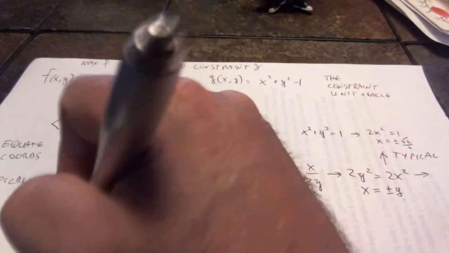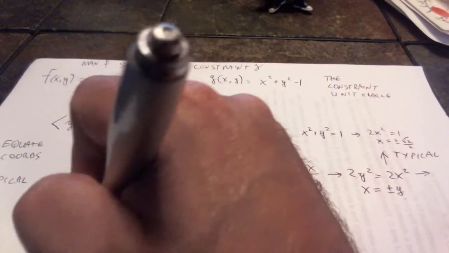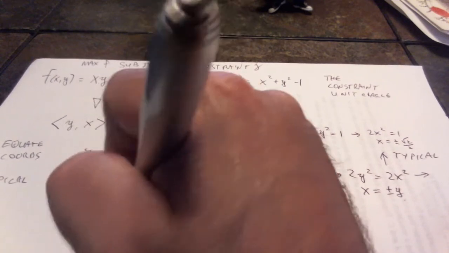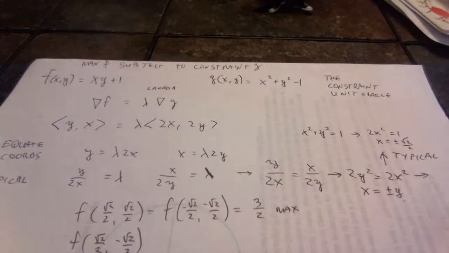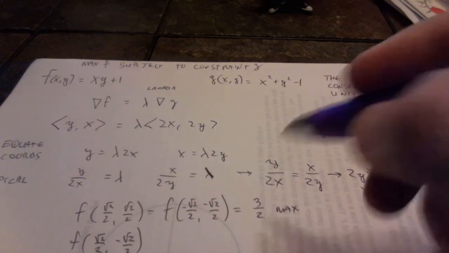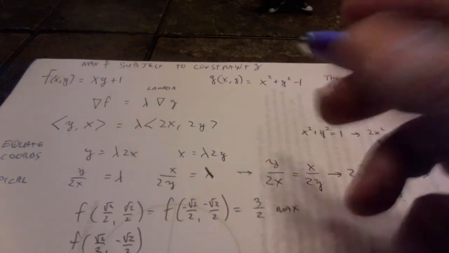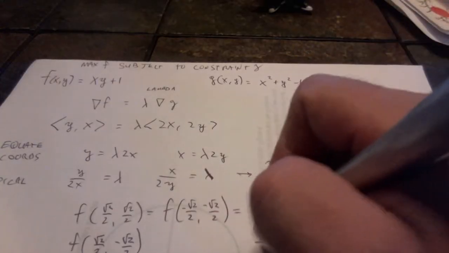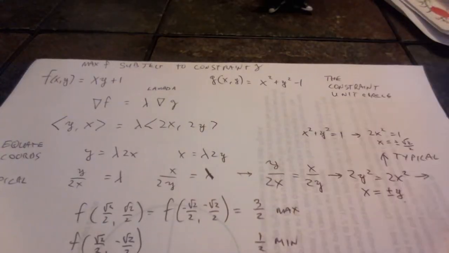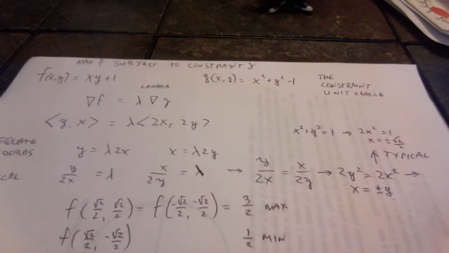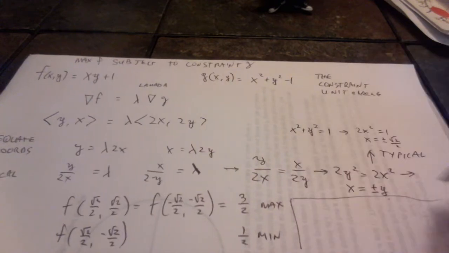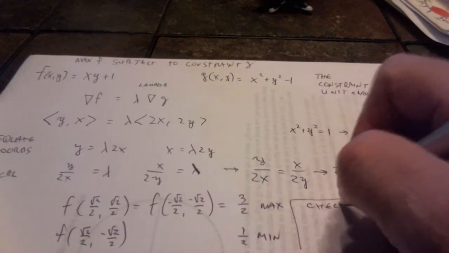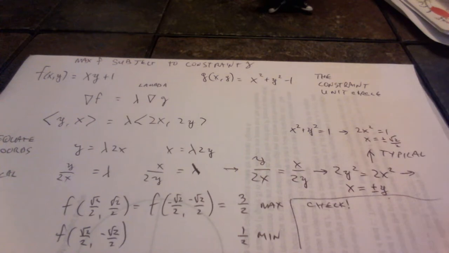If you do f of opposite signs, okay, so that's in one of the other two quadrants, you're going to get negative a half plus 1. So this becomes a 1/2, and that's the min. Now, what's very cool is we can check. We can do our own check.